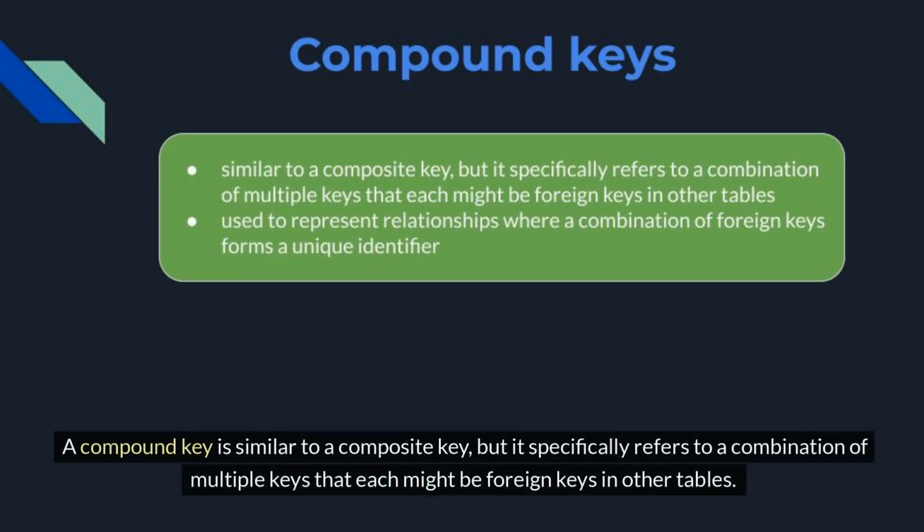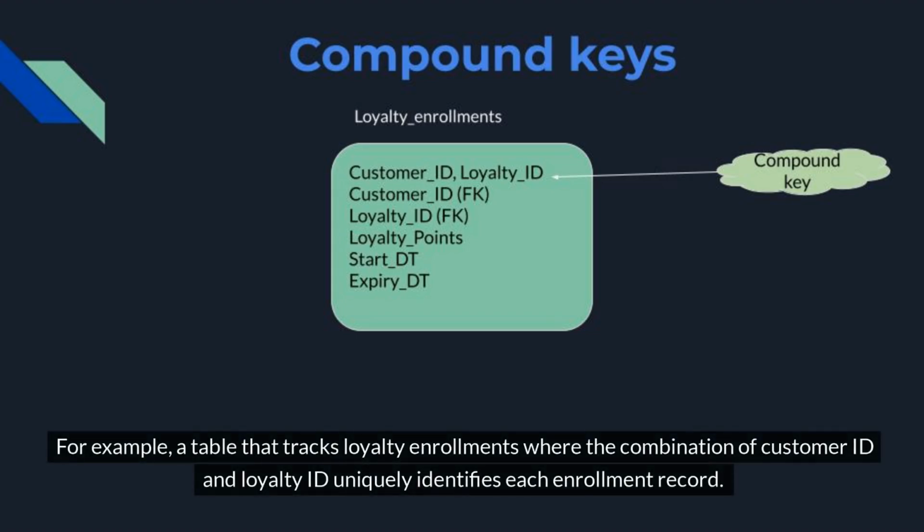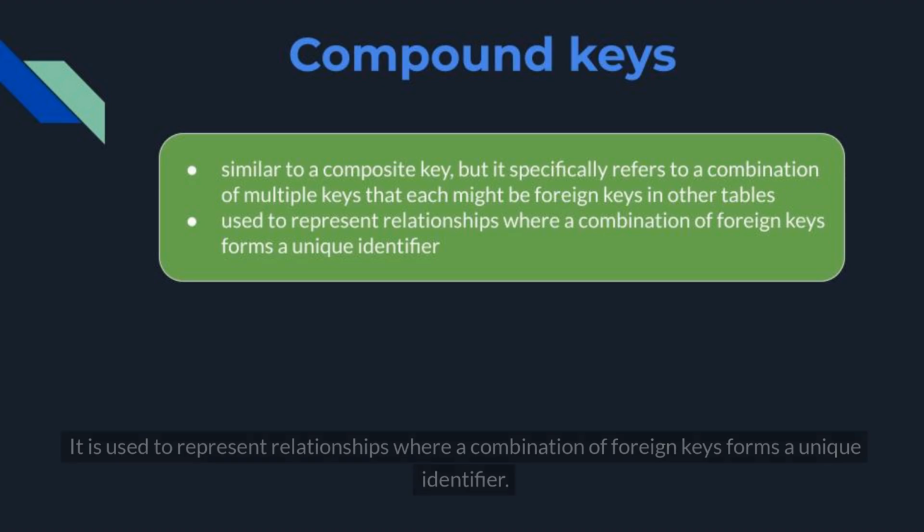A compound key is similar to a composite key, but it specifically refers to a combination of multiple keys that each might be foreign keys in other tables. For example, a table that tracks loyalty enrollments where the combination of customer ID and loyalty ID uniquely identifies each enrollment record. It is used to represent relationships where a combination of foreign keys forms a unique identifier.